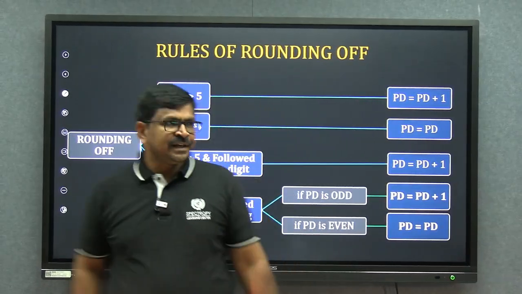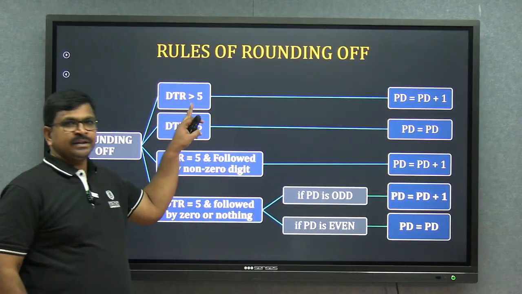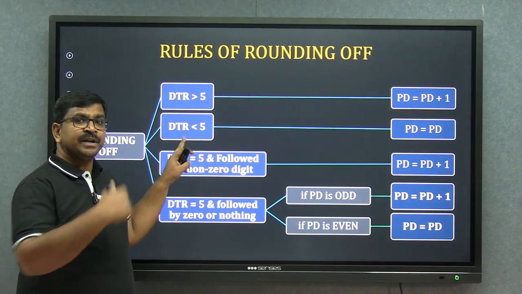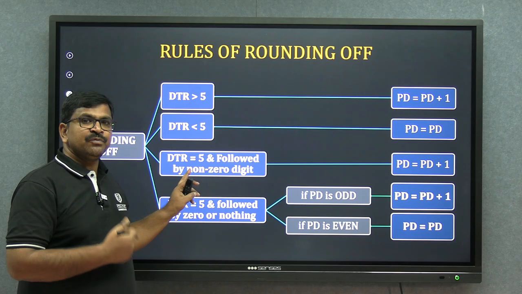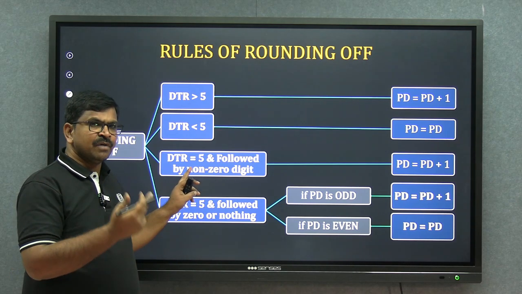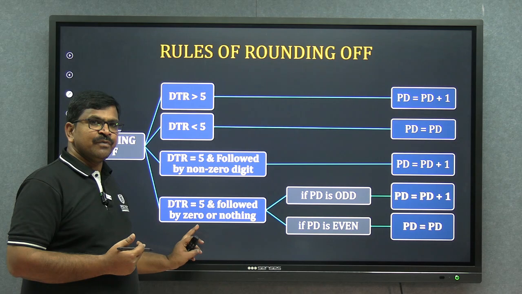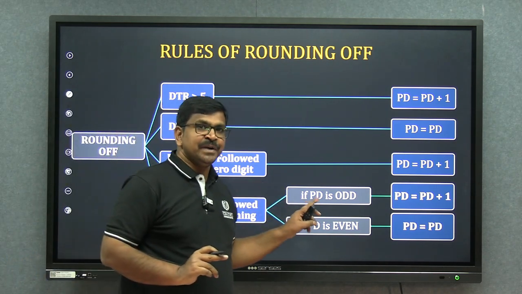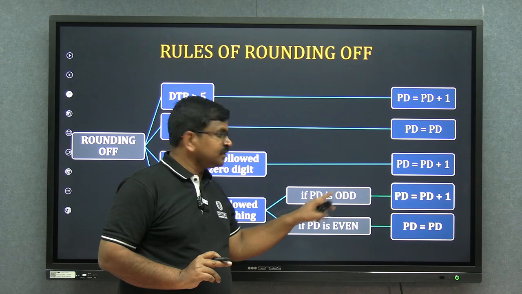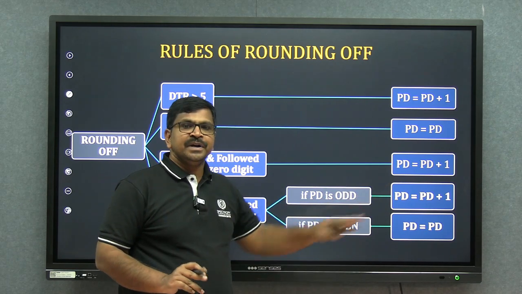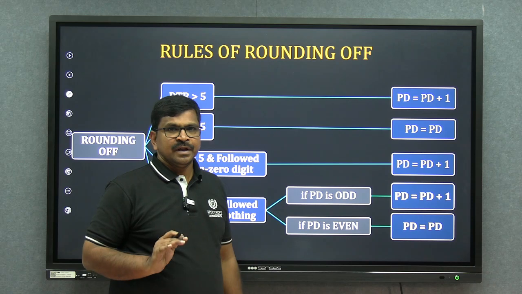Yes, so this is the technique. When DTR greater than 5, PD will be improved by 1. When DTR is less than 5, PD remains same. When DTR equal to 5 and followed by any non-zero, PD becomes or raised by 1. If DTR equal to 5 and followed by nothing, here again we need to check PD. If PD is the odd number, then PD becomes PD plus 1. If PD is even number, PD remains same.